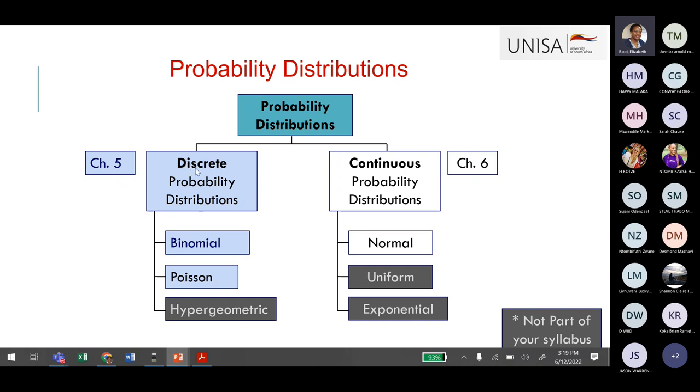We have dealt with the properties. We've dealt with the binomial. We are going to be doing the Poisson. You don't have to worry about the other part of discrete probabilities, it's not part of your syllabus. And then going forward, for your assignment 3, you will deal with continuous distribution.